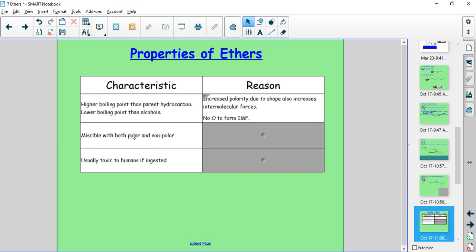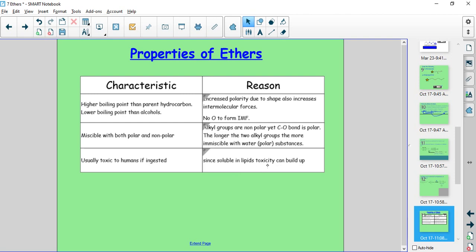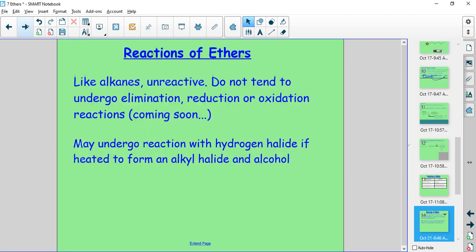Now, because ethers have both a polar and a nonpolar component to their structure, they can be miscible in both polar and nonpolar solvents. Of course, if you increase the length of any alkyl end, you increase the nonpolarity of the molecule and decrease the miscibility in anything that is polar. And because of its miscibility in both polar and nonpolar substances, ethers are toxic to life, because they can accumulate inside lipids. They are then not easily extracted by your kidneys.